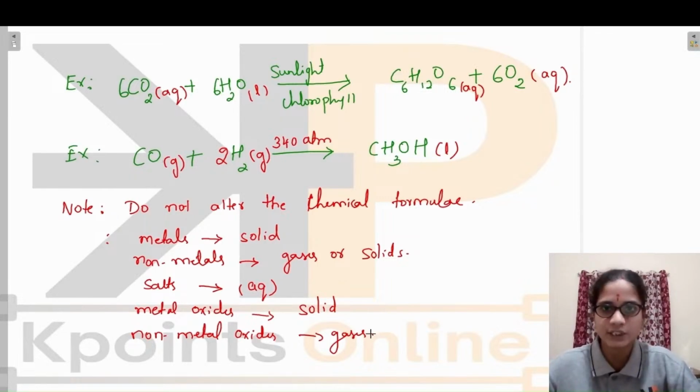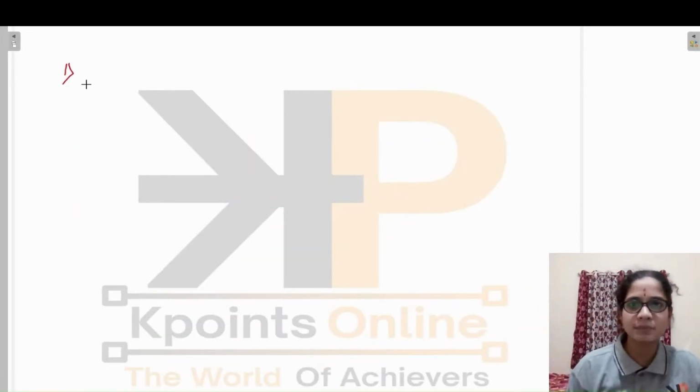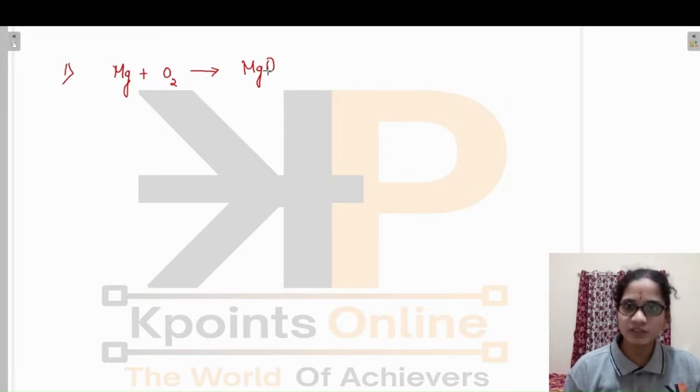Please note these points so that it will be easier for you to write the general physical state symbols in the chemical reaction. First let us solve some simple examples. See here, the number of magnesium atoms is the same on both sides. What about oxygen atoms? Here there is only one oxygen atom, but there are two oxygen atoms here.